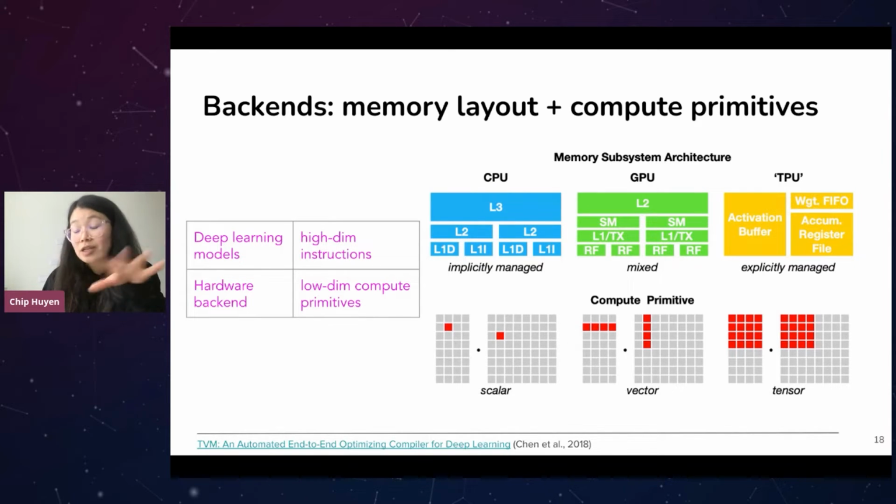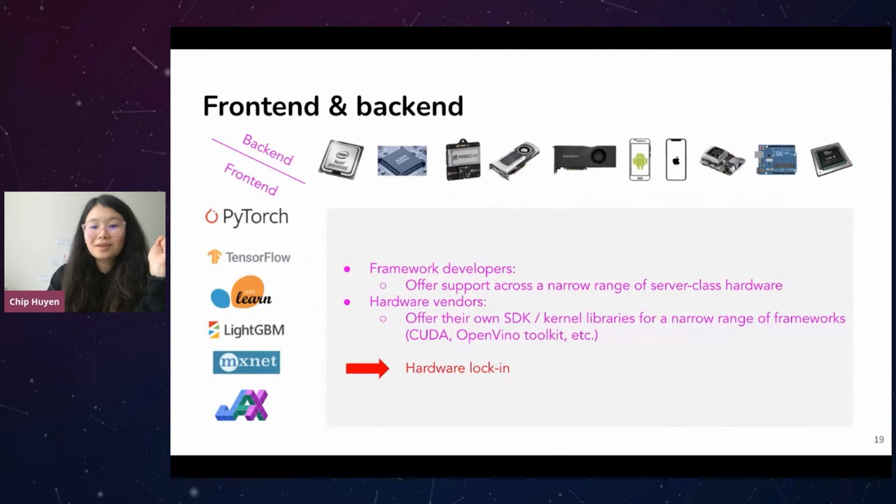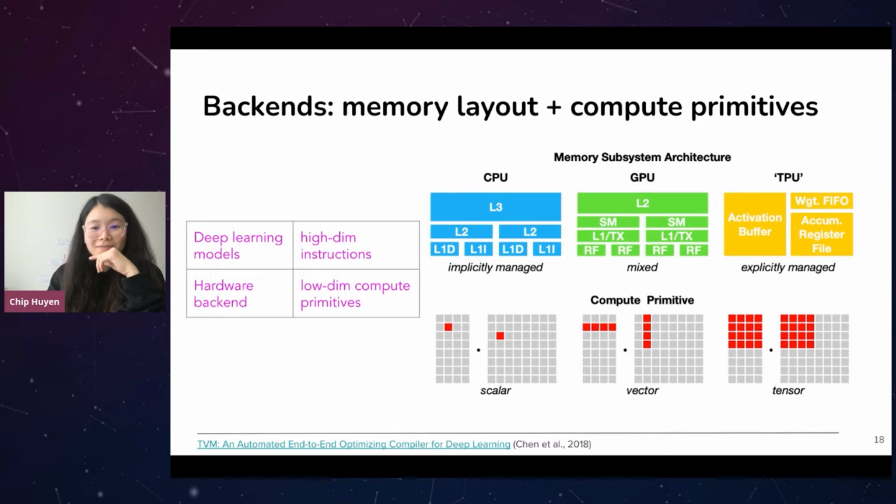Traditionally, CPUs use scalar as the compute primitive. GPUs use vector, a one-dimensional array, whereas TPUs use a two-dimensional array as their compute primitive. You also know that in deep learning models, you have high-dimensional instructions, and you need to convert them into low-dimensional compute primitives. So it's really hard because you need to understand how each hardware backend is laid out so you can optimize your code for that backend.